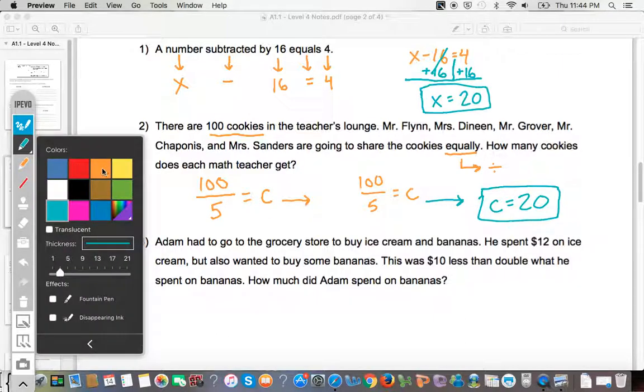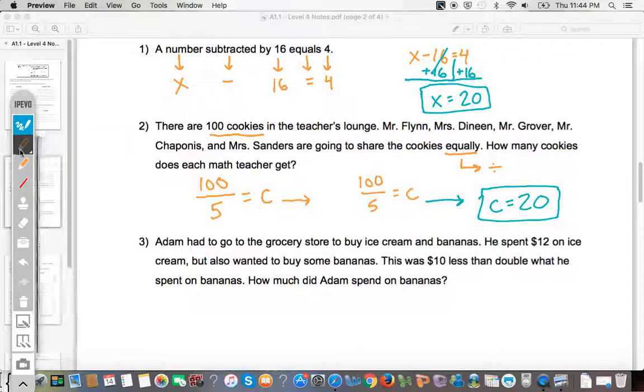Okay, so let's look at this last one. This one can get a little confusing, but again, we got to break down every problem. We can't attack them all at once. So, Adam had to go to the grocery store to buy ice cream and bananas. He spent $12 on ice cream, but also wanted to buy some bananas. This was 10 less than double what he spent on bananas. How much did Adam spend on bananas?